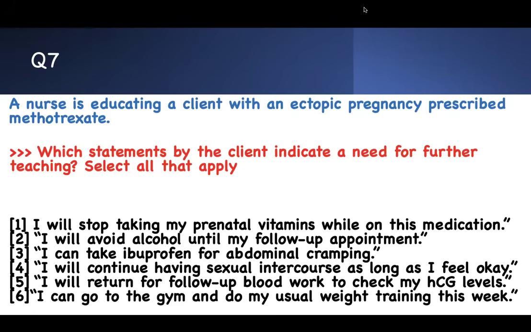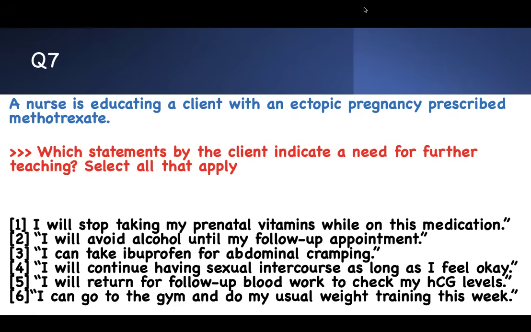I will stop taking my prenatal vitamins while on this medication. Yes, because you have to avoid folate for the methotrexate to work. The question says need further teaching. That one does not. I will avoid alcohol until my follow-up. Methotrexate affects the liver. If you drink, you're affecting the liver. Good point. I can take ibuprofen for abdominal cramps. You cannot. So need further teaching, because ibuprofen worsens the toxicity of methotrexate.